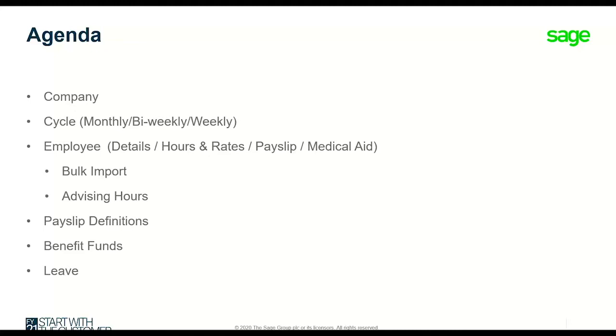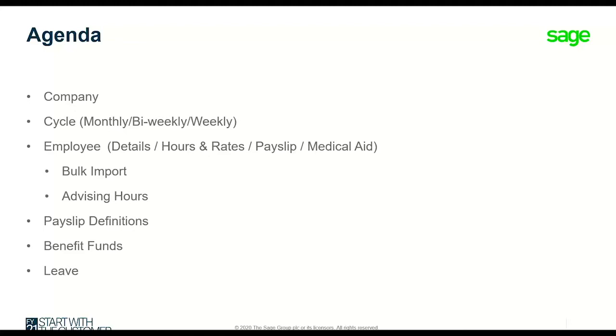Medical aid: we do have companies that run the medical aid via the payroll. Bulk import employees, because you might have a system already in place and you want to import employees in bulk as opposed to capturing one by one. Advising hours, very specific where employees are paid for hours worked as opposed to getting a fixed salary each month.